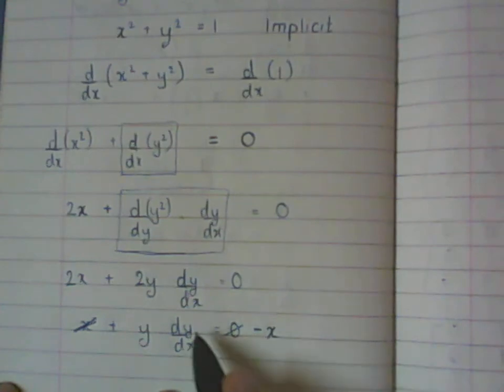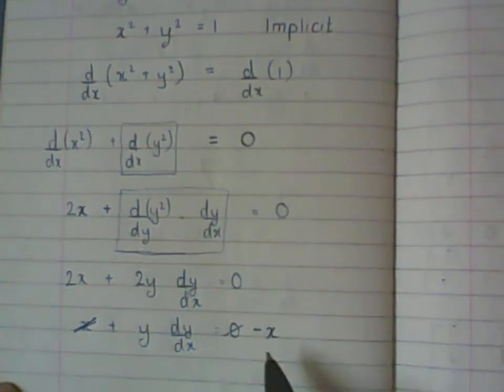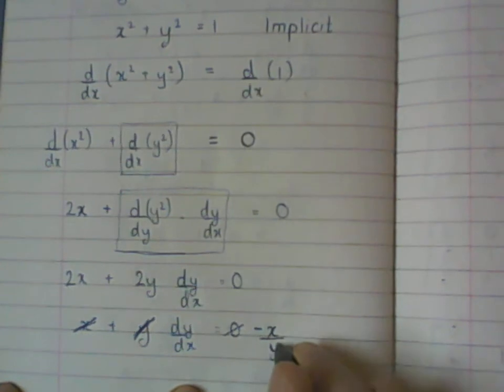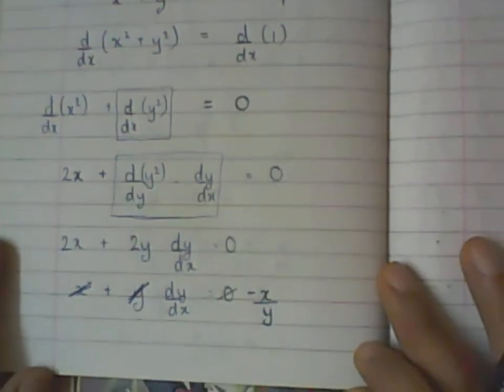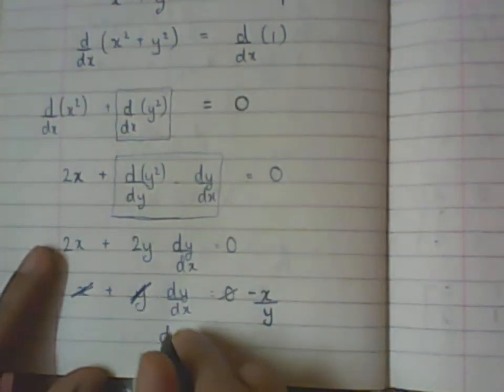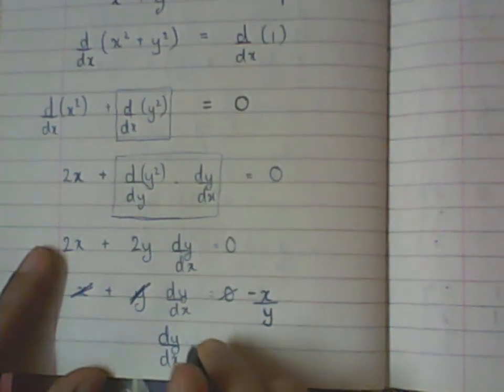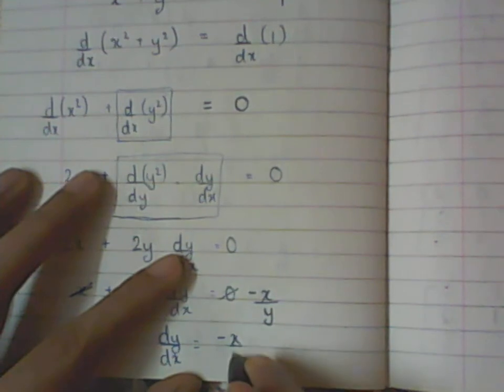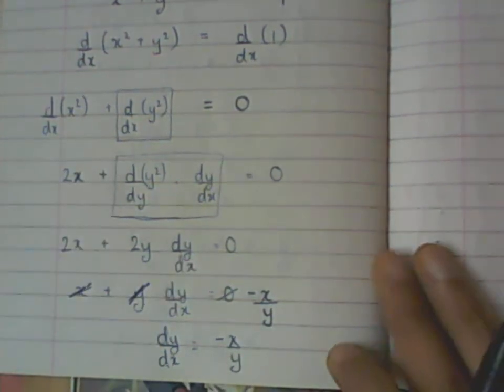And if I were to solve for dy by dx, I would need to get rid of y. So y is being multiplied here. If I divide both sides by y, I can get rid of this as well. So if I were to write it very neatly, dy by dx is equal to what I'm left with, negative x over y. And yeah, this is it.